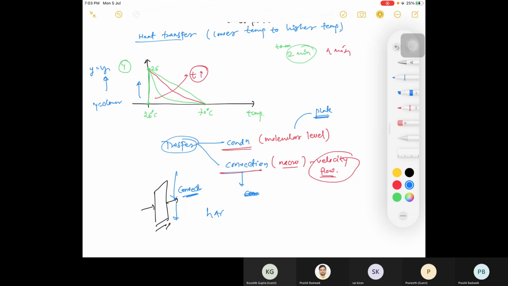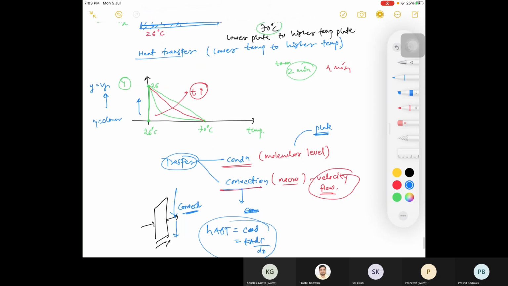And you know hA dT was there. And this is equal to your conduction, k into dT by dx into area. This kind of scene you will have, right? So what we are comparing here, now tell me, whether there will be more conduction or convection, how can you compare?